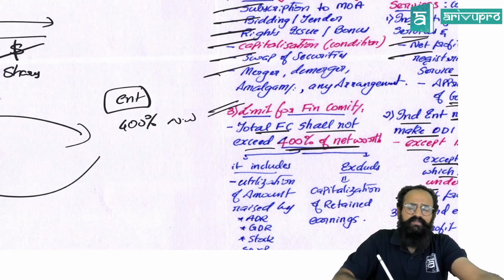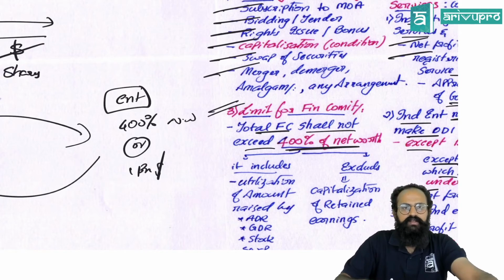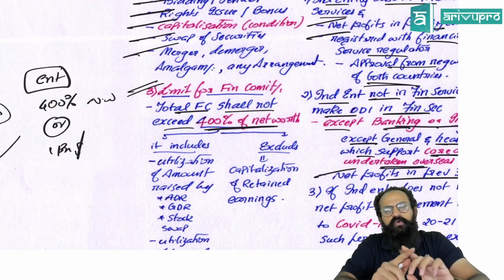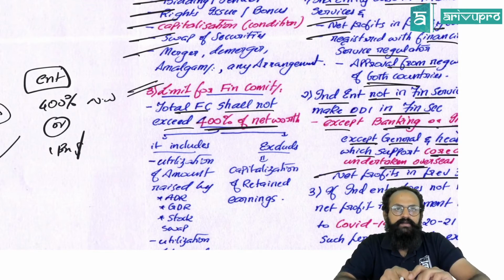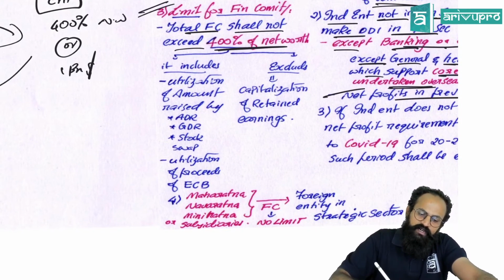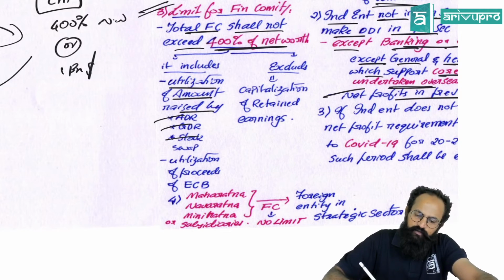And we saw one more thing. When is RBI approval required? If at all you're investing more than $1 billion. Both the conditions were there. Sir, when I'm counting this 400%, what all is included, what all is excluded? People, it includes utilization of amount raised by ADR, GDR, stock swap as well as ECB.